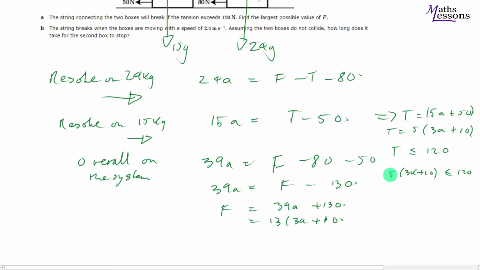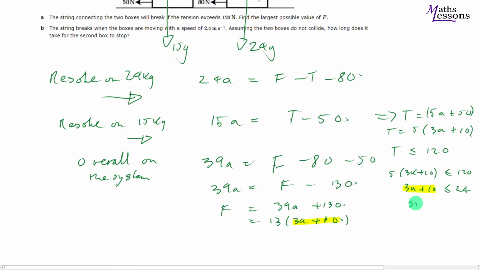So therefore divide both sides by 5. We get 3A plus 10 will be less than or equal to 24. And what we notice is we've got 3A plus 10 here, and we've got 3A plus 10 there. I'll put the bracket back in. So therefore the friction must be less than or equal to 13 times 24. So not friction, the driving force.